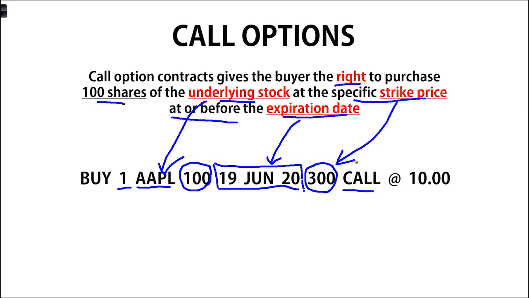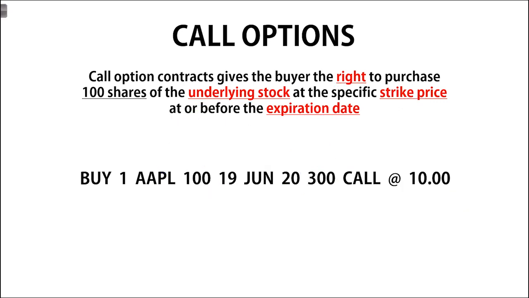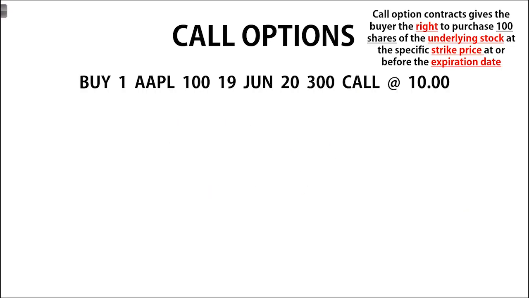The last piece of information is this: at $10. This is the price of the call option contract that you are buying. And this price here is stated as per share. Since this contract controls 100 shares, you need to multiply this by 100, and that is the price that you will be paying for this contract. So that is $1,000. Now, what does all of this mean? You can think of buying call option contracts like paying a deposit for something that you want to buy in the future.